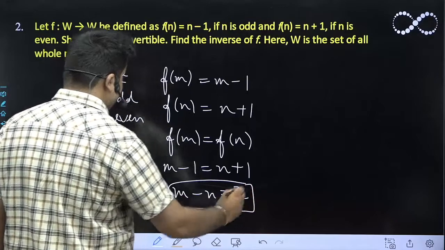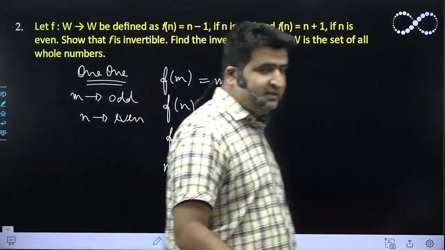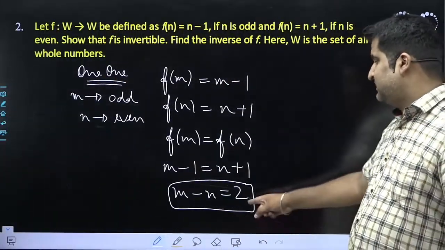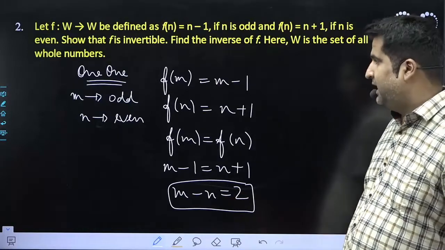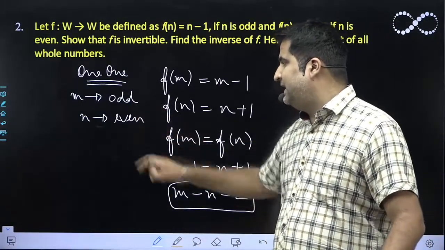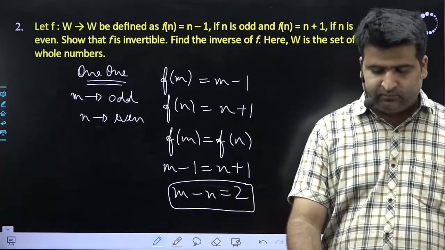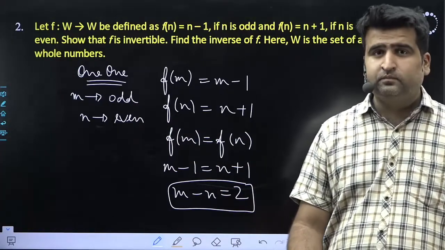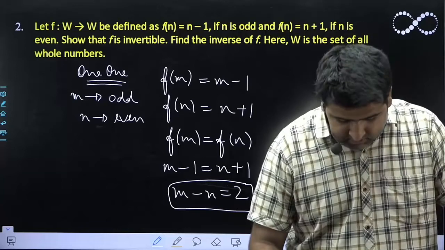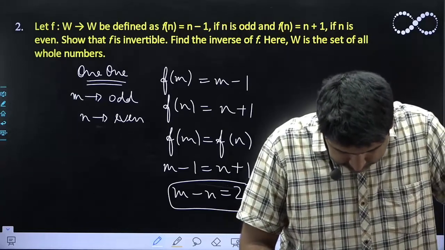Just take a few minutes and think why this cannot be true. I'll give you a hint: m is odd, n is even, and m minus n is 2. Is this possible? Just think it over. Is it possible to have such a statement?